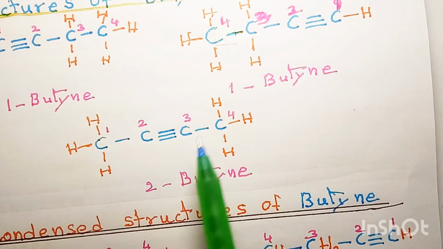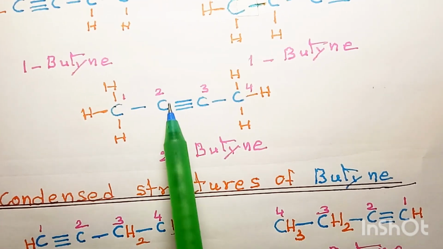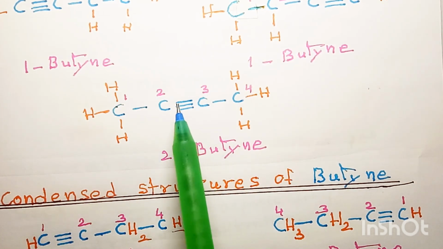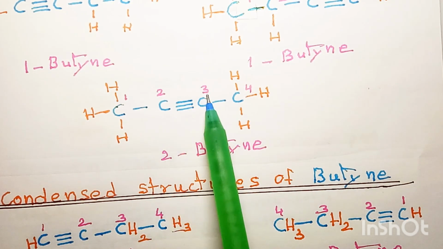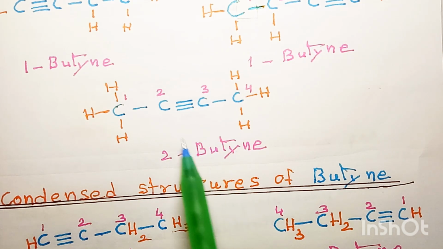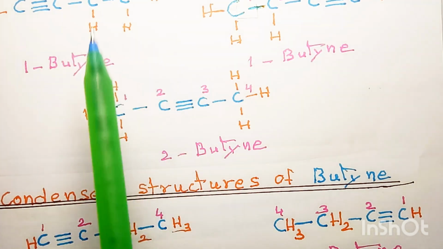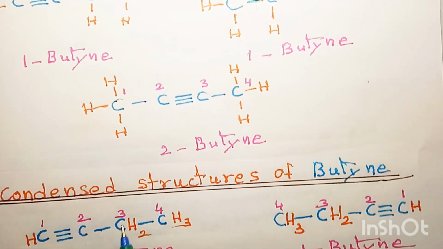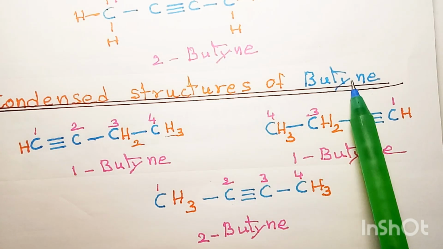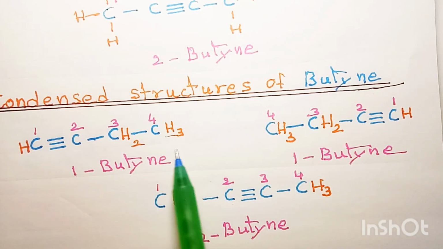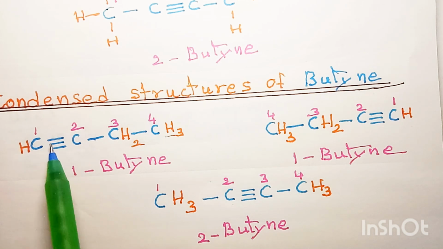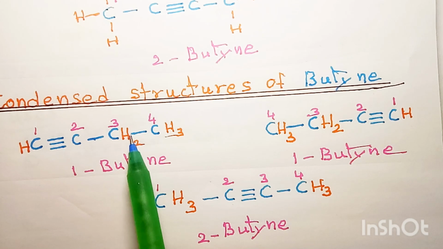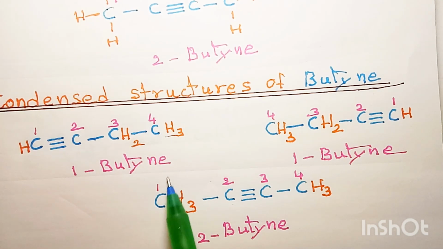If the triple bond is between second carbon and third carbon atom, it is called 2-butyne, because the triple bond starts at the second carbon. So butyne has two structures, that is 1-butyne and 2-butyne. Let's see the condensed structures of butyne. 1-butyne: CH triple bond C, single bond CH2, single bond CH3. This is 1-butyne.